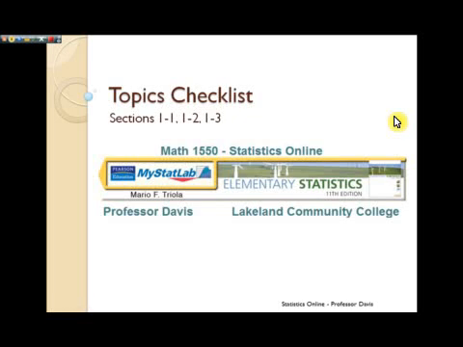Each week I'll be posting this topics checklist, and you can use it two ways. One, to preview the topics you want to emphasize each week as we go through the course. And also at the end of the week, you can use it as a checklist to see if you've covered everything that you need to cover. So this week we're going to talk about, in this checklist, sections 1.1, 1.2, and 1.3.